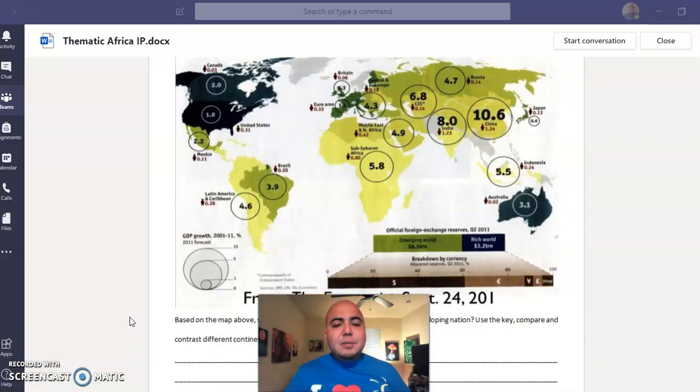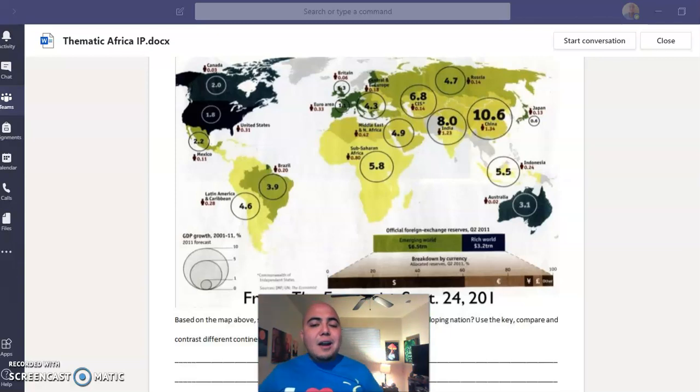Based on the map above, Sub-Saharan, remember, sub means what? It means below. Is Sub-Saharan Africa considered a developed or developing nation, by region? Looking at the key, compare and contrast the different continents with Africa to support your answer. Again, press pause and press play when you're ready.